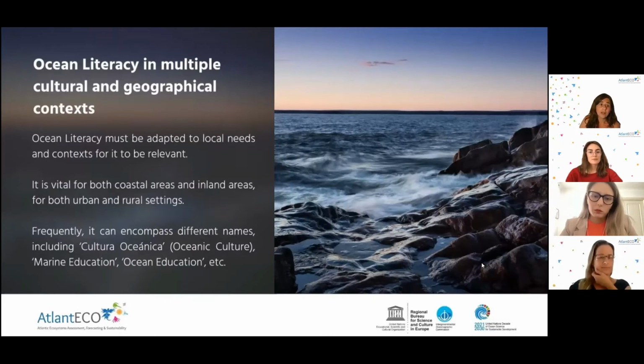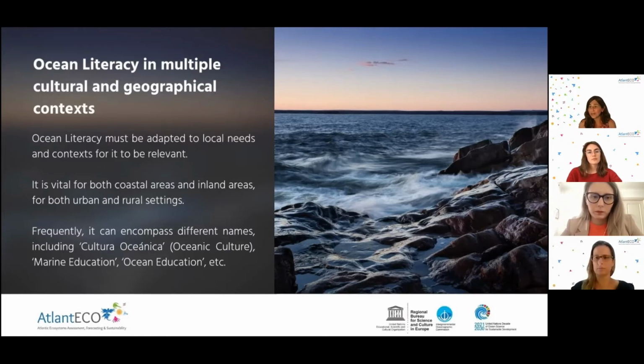As I was saying before, ocean literacy is a concept developed in the US, but then we saw that some other countries took it on board and adapted it to their local context. This is key because we need to understand that ocean literacy is about our values, the values that we attach to the ocean, the perception that we have about the ocean, the use that we make of ocean resources. And of course, this changes very much according to where we are. So it's really important that ocean literacy as a concept is taken by different regions, by different countries, and adapted to their local needs.